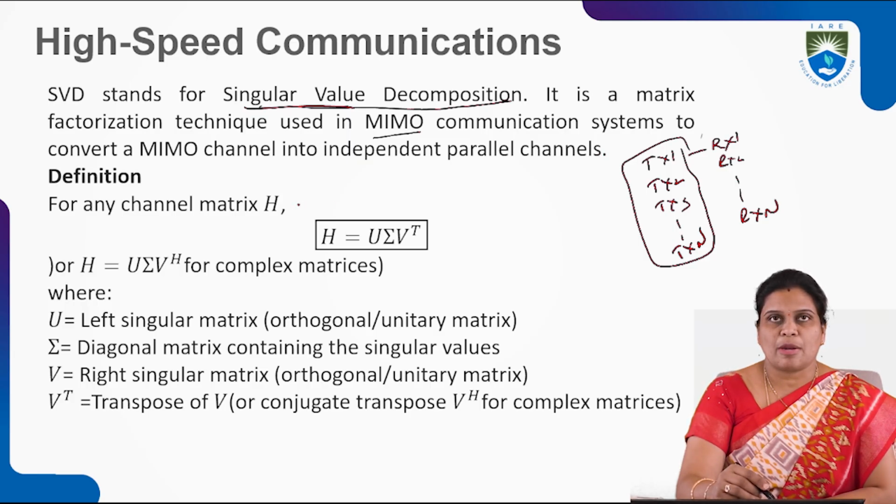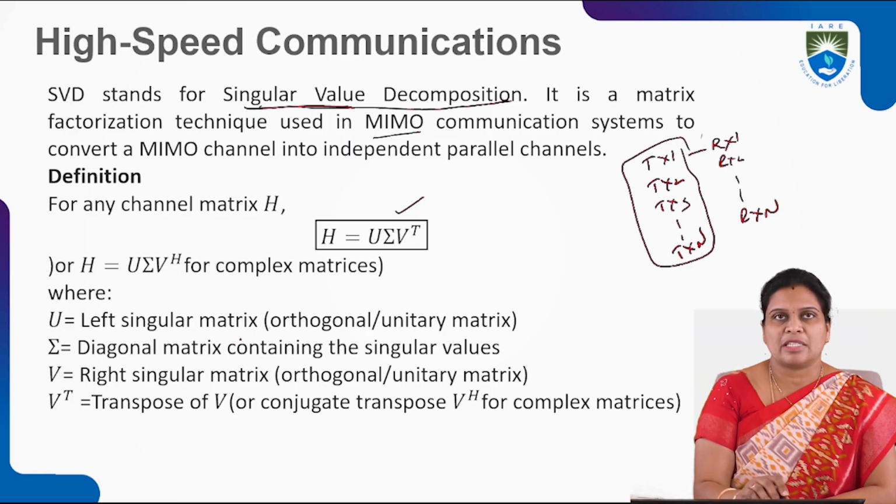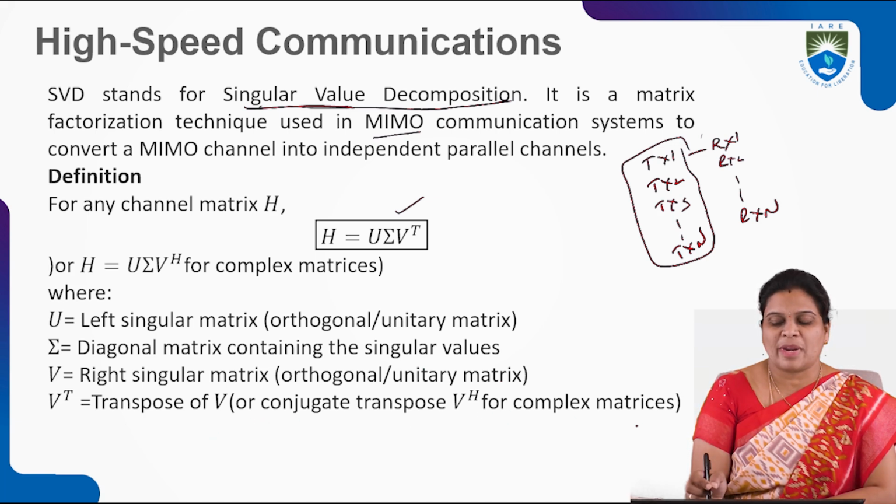Here we are taking the channel matrix H. H equals U Σ V power H for complex matrices. This is the formula for the SVD. Let us know what U and V are. U is the left singular matrix, an orthogonal unitary matrix. Σ is the diagonal matrix containing the singular values. V is the right singular matrix, an orthogonal unitary matrix. The conjugate transpose of V is V power H for complex matrices.